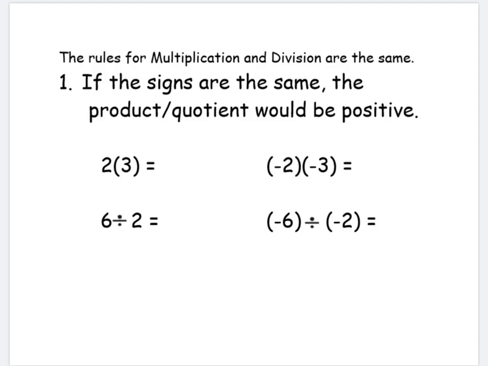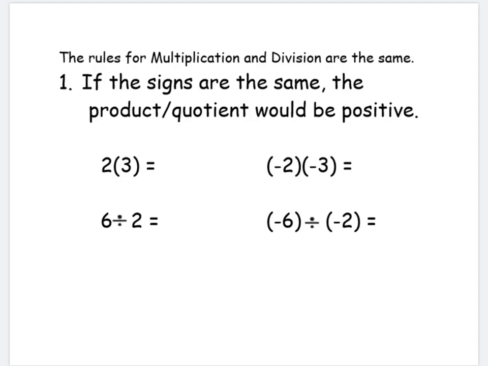So rule number one is if the signs are the same, then the product or the quotient, remember a product is the answer to a multiplication problem and the quotient is the answer to a division problem, then they would be positive. So you've multiplied two positive numbers since you've learned how to multiply, and the answer has always been positive because the signs were the same.